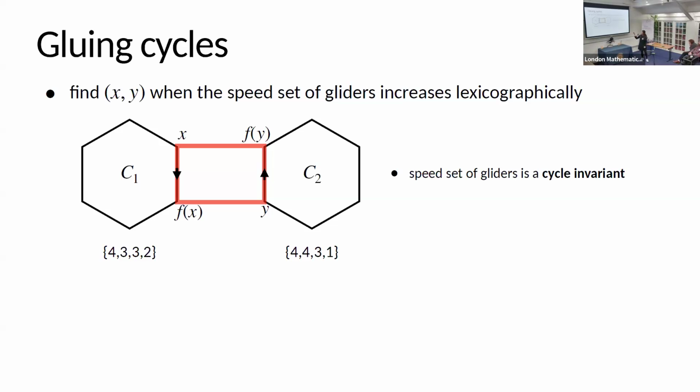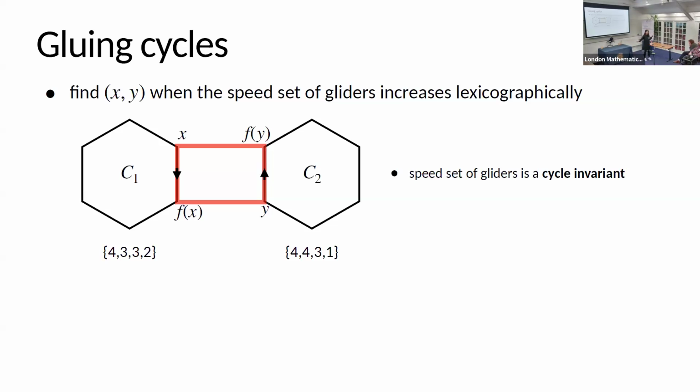So let's see. In this case, we have 4332, right? Which means K here is 4 plus 3 plus 3 plus 2, which is 12. So there will be a cycle in this cycle factor whose glider set is just the singleton set 12. It's not shown here, but there will be such a cycle. So let's say you start with cycle C1. You start finding these pairs X and Y. You keep going to the cycles with increasing glider set lexicographically.